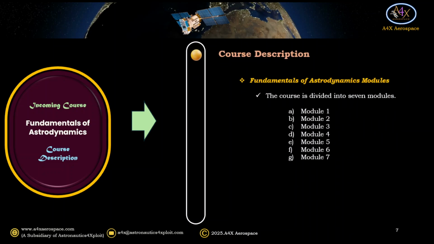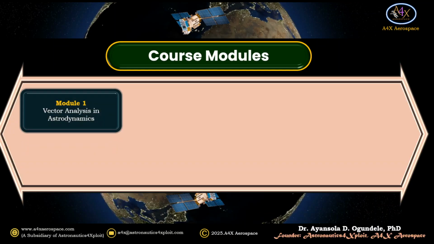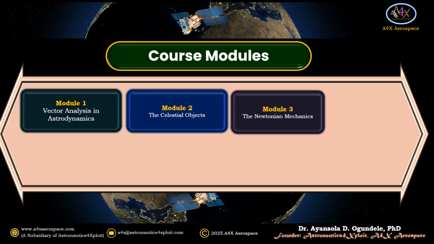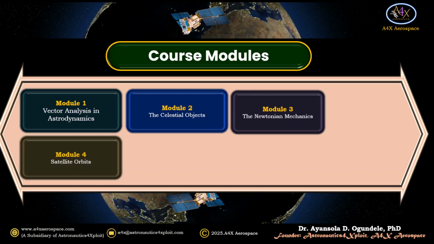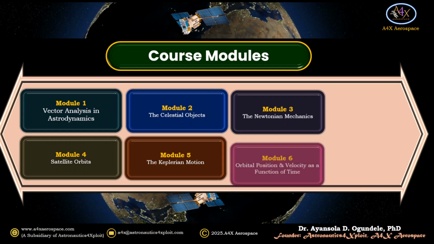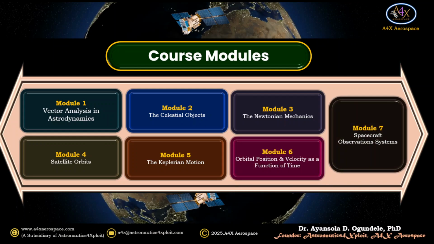This course is divided into 7 modules. Module 1, Vector Analysis in Astrodynamics. Module 2, Celestial Objects. Module 3, Newtonian Mechanics. Module 4, Satellite Orbits. Module 5, the Keplerian Motion. Module 6, Orbital Position and Velocity as a Function of Time. And Module 7, Spacecraft Observation Systems.